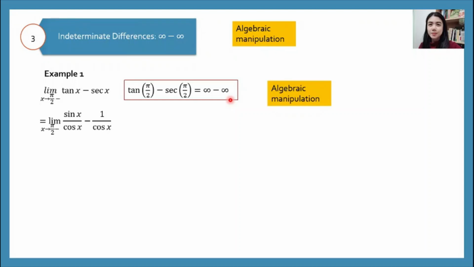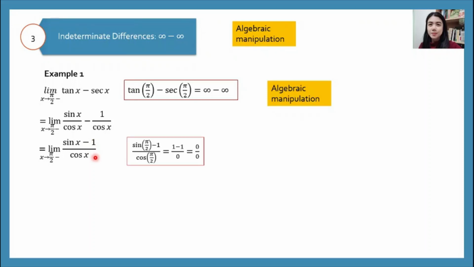The algebra manipulations mean that you can change the tangent x into sine x over cosine x. And then you have the secant x, which is actually equal to 1 over cosine x. So you can see that we have the same denominator for both fractions. So you can group them into one fraction. You will have sine x minus 1 at the numerator, and the denominator just has the cosine, because you have the same denominator.